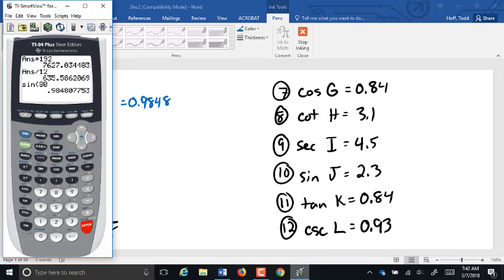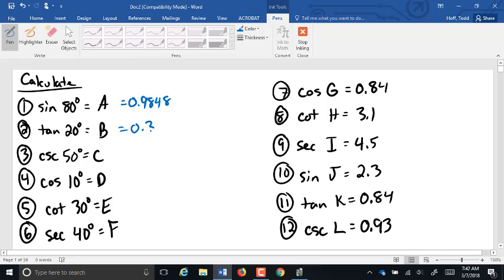Tangent of 20 equals B. Again, we just have to hit tangent in 20, 0.3640. Yeah, it's 397. How many have the first two right so far? Okay. Number 3 is where it gets tricky.